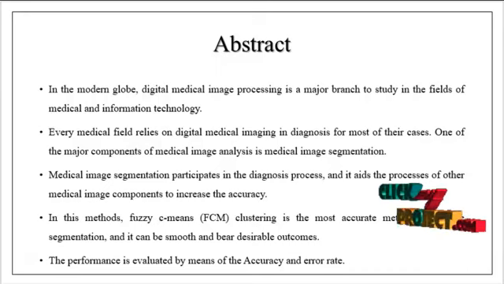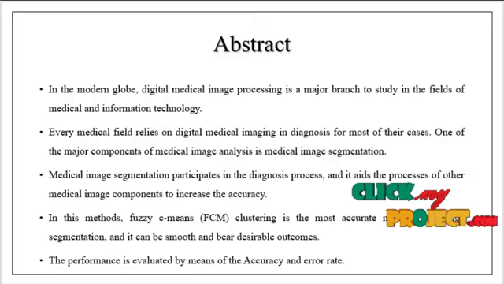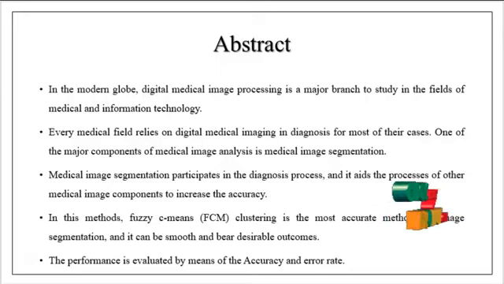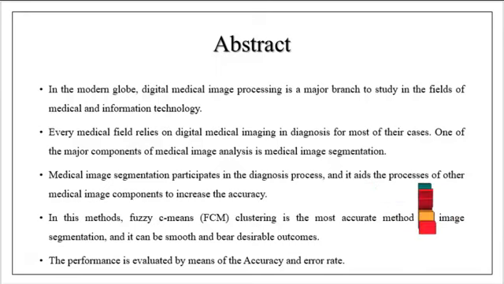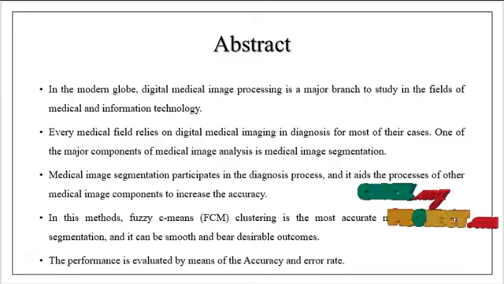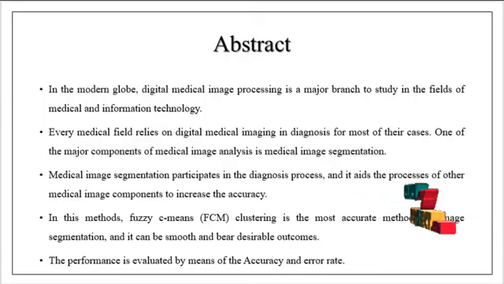the accuracy. In this process, we are going to use the algorithm named fuzzy C-means clustering. It is the most accurate method for image segmentation, and it can be smooth and give desirable outcomes. Hence, the output of the segmentation is finer and more accurate for segmenting the affected portions. Finally, the performance of the process is evaluated by means of two parameters, the accuracy and the error rate. By using these two parameters, we can justify that our process is efficient.